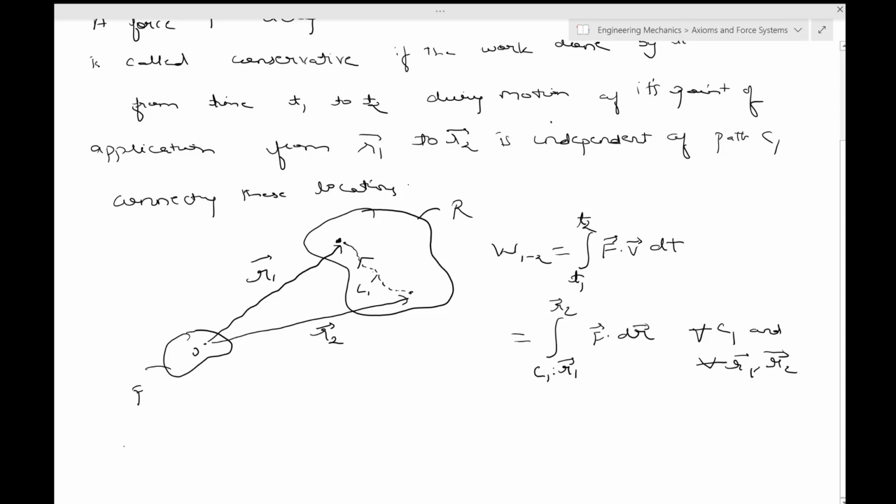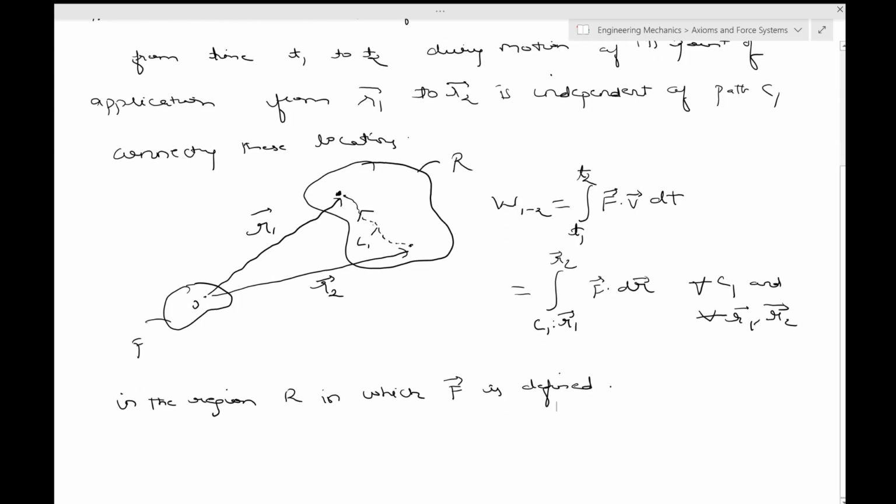locations. And this is true in the region R in which F is defined. So R may be whole of space or a part of it. So a force can be conservative not perhaps in the whole space but a part of it. That is also fine as long as you define clearly that the force is conservative in the region R and you define what the region is, it should be okay.